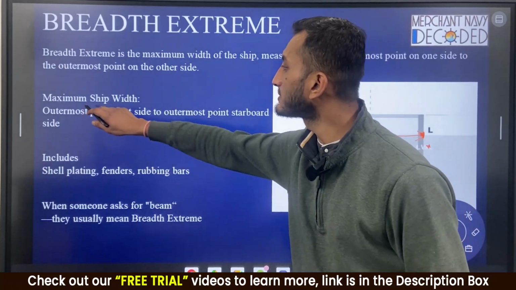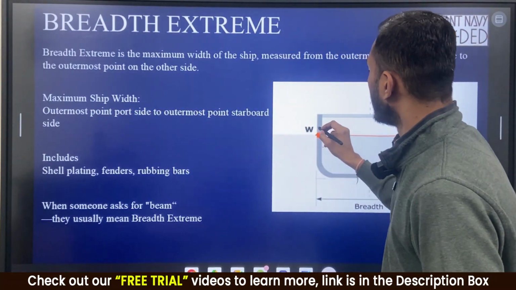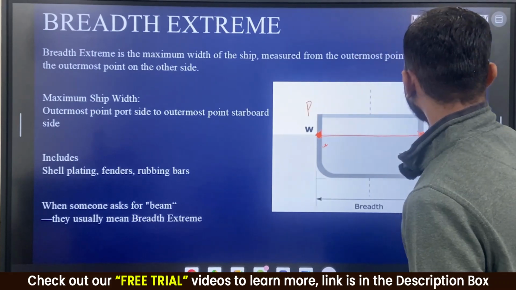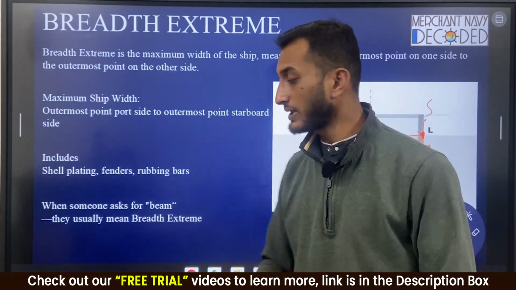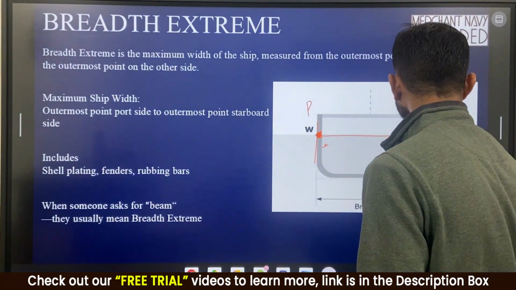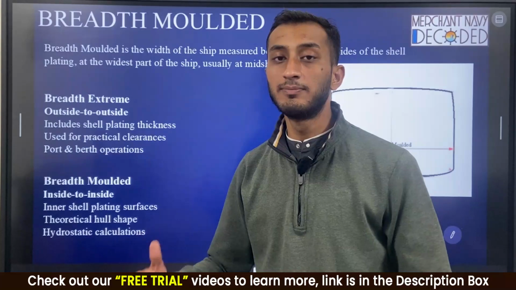Okay, this is the maximum ship width, outermost point, port side to outermost point, starboard side. Let us consider that this is port, this is starboard, the outermost point is the breadth extreme. Now, if I'm talking about breadth extreme, how can I miss out on breadth molded?